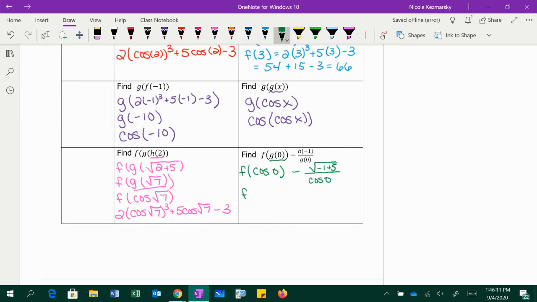Cosine of 0, we said before, was 1. So I've got f of 1 minus 5 minus 1 is 4. So this is square root of 4 up top and a 1 on the bottom. F of 1 is 2 times 1 cubed plus 5 times 1 minus 3. Then this is going to be minus square root of 4 over 1. Well, square root of 4 over 1 is square root of 4, and square root of 4 is 2.